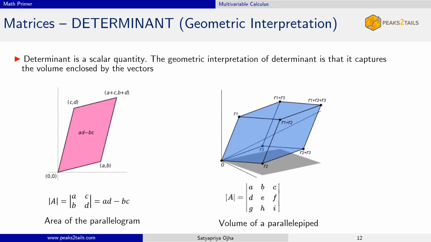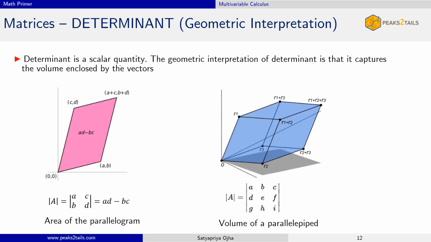Determinant of a matrix encapsulates the volume captured by the column vectors. Volume is a generic term, okay? In two dimensions, you can capture an area. In three dimensions, you can capture a volume. Beyond three, you can call it a hypervolume, but it's the total space captured by the vectors.